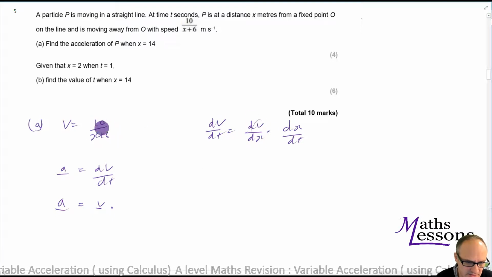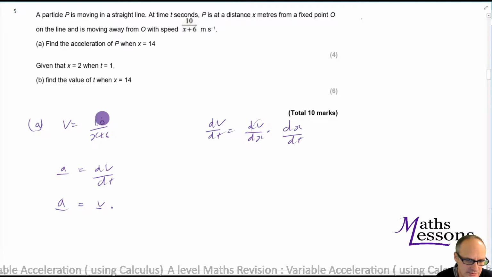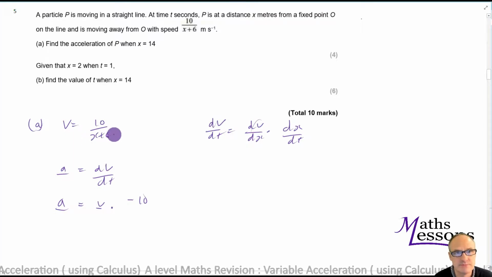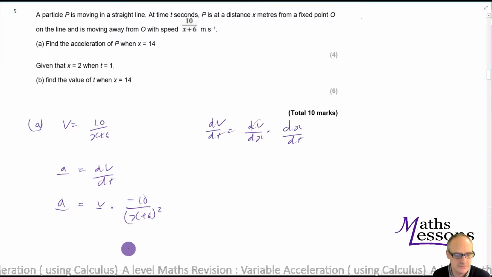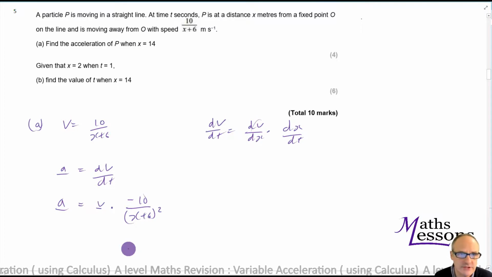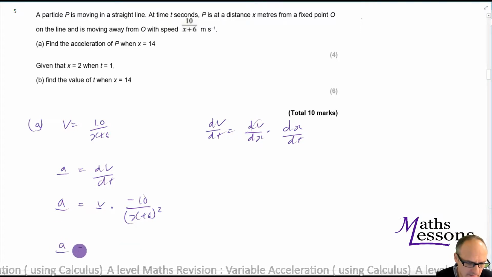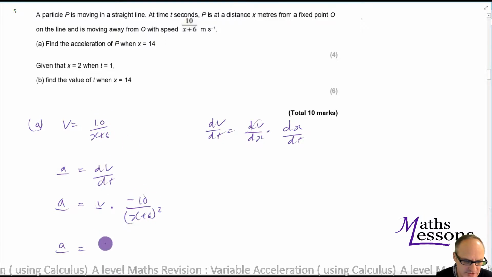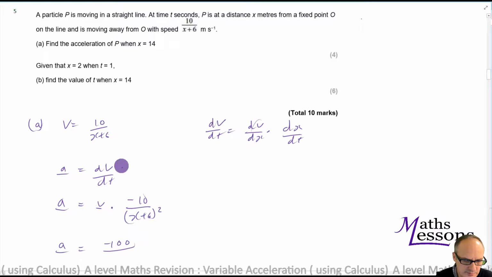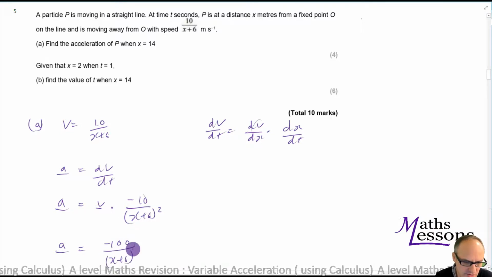So we differentiate this. We're going to get a minus 1 times the 10, which gives me minus 10, and this is x plus 6 to the minus 1, so that'll be x plus 6 to the minus 2. So it'll be minus 10 all over x plus 6 squared when we've differentiated that. You can do that longhand if you need to check that. Now, acceleration will equal v times this. Now, v is just 10, so 10 times minus 10 is minus 100. X plus 6 on the bottom times x plus 6 squared will give us x plus 6 cubed on the bottom.